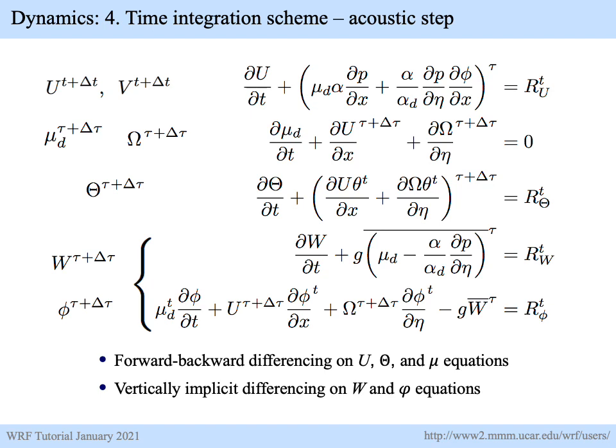Here are the acoustic step equations that we solve on the substeps of the Runge-Kutta scheme. The top equations are for the horizontal momentum, U and V, and that's the first part of the solution we step forward over the acoustic steps. This approach is called the forward-backward scheme, and that's the forward step. Next, we step forward the equation for the column mass, mu d, in the atmosphere. And you can see, if you look at the second equation, it uses the solution for the horizontal momentum at the new time level.